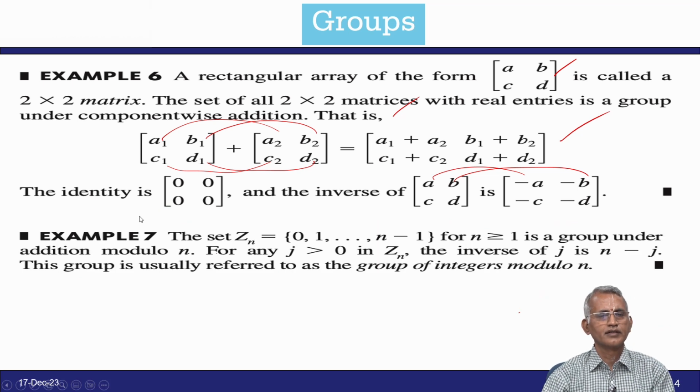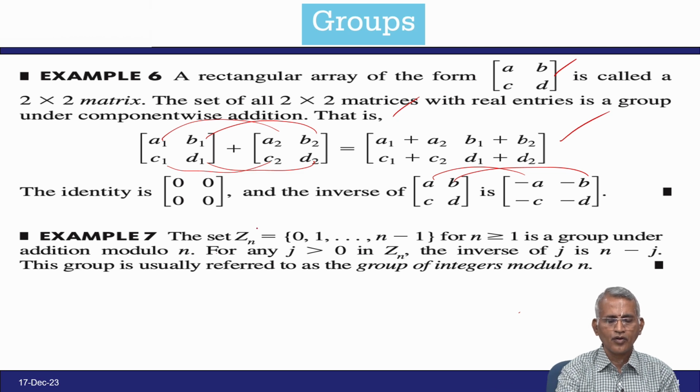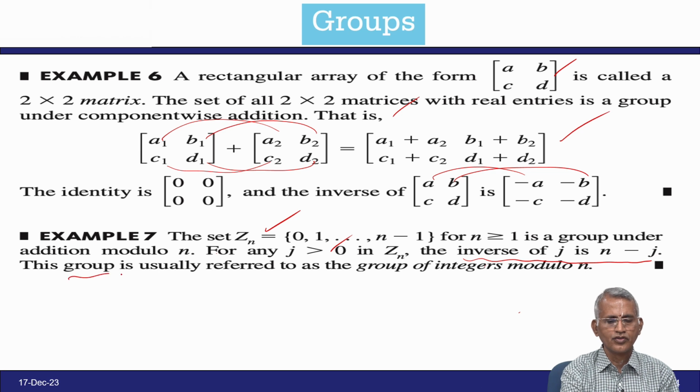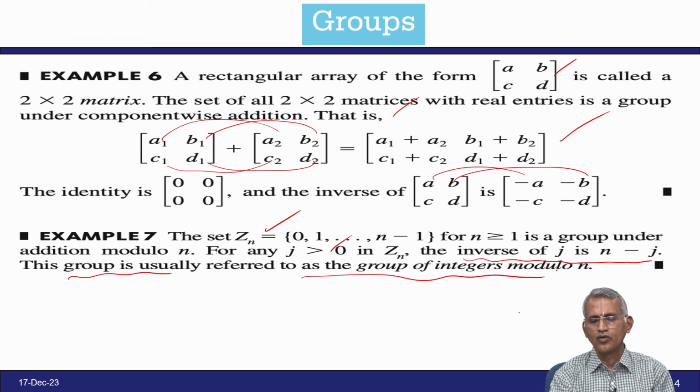Now we are going to discuss one more example, the set of integers modulo n, that is 0, 1, 2, 3 and so on up to n minus 1, for n greater than or equal to 1, is a group under addition modulo n. For any j greater than 0 in integers modulo n, the inverse of j is n minus j. This group is usually referred to as the group of integers modulo n.